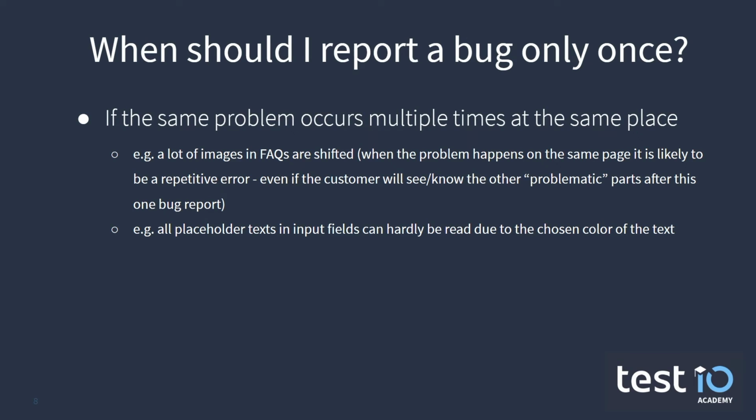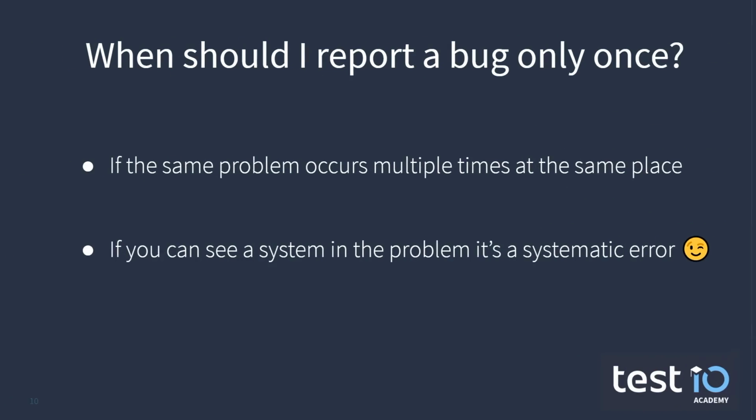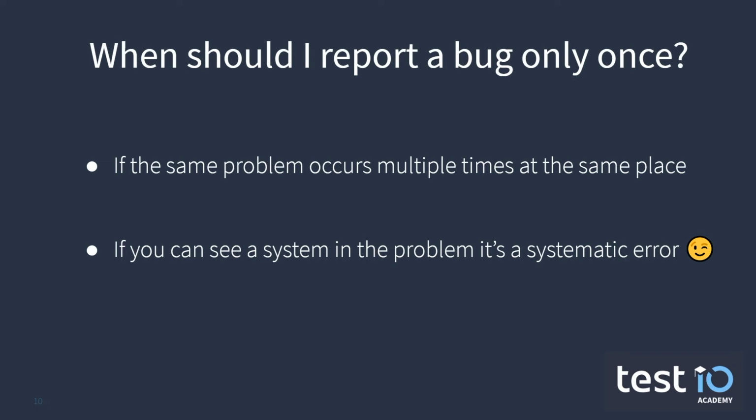Also, when the same element is broken. So for example, all placeholder text in input fields can hardly be read due to the chosen color of the text. So to sum it up, when should you only report a bug once? If the same problem occurs multiple times at the same place, or if you can see a system in the problem, it is a systematic error, which should always only be reported once.